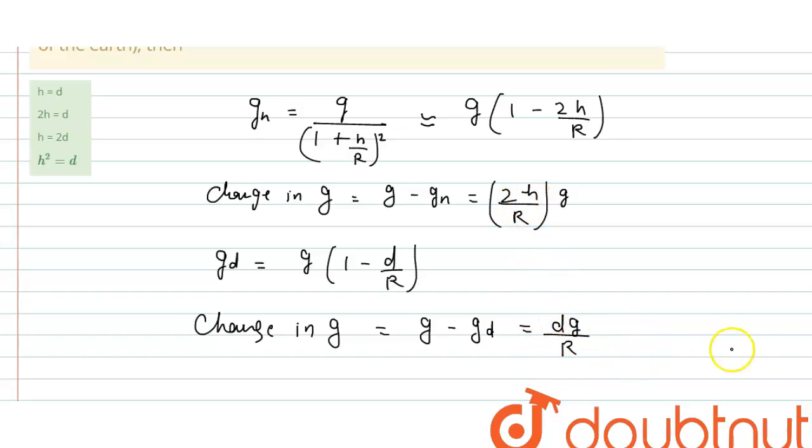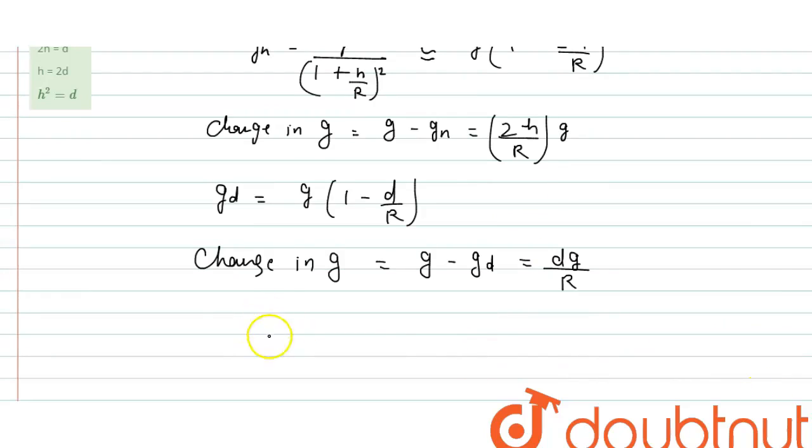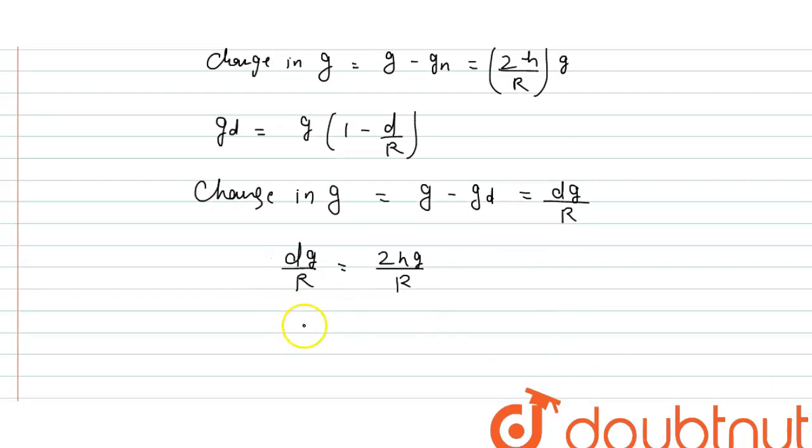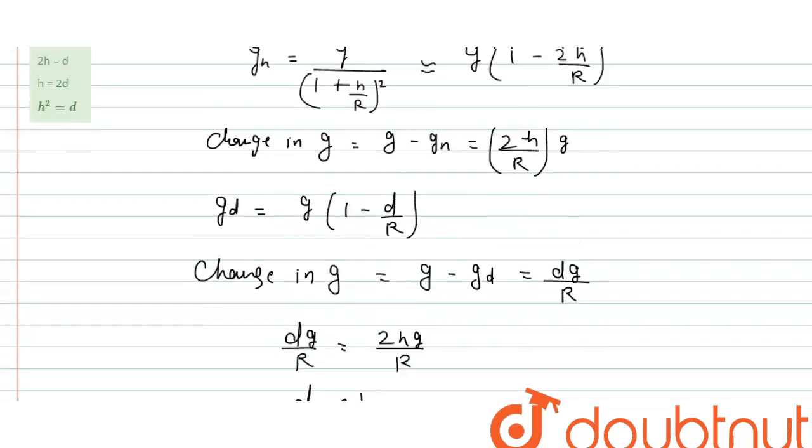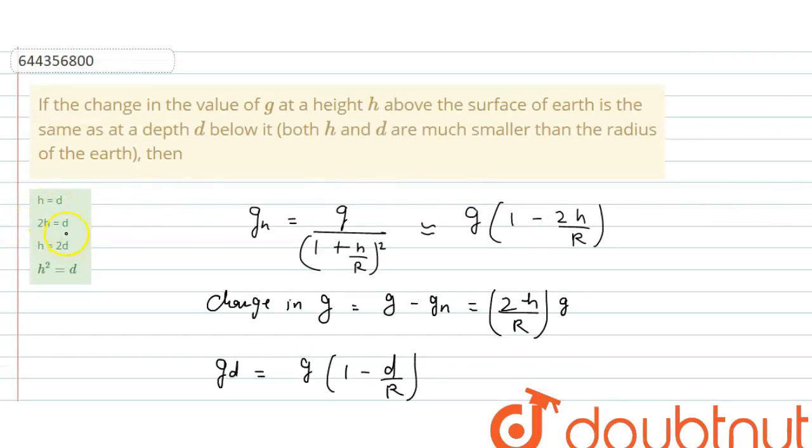If these two terms are equal, as according to the question, then d g upon r is equal to 2h g upon r. Then g upon r cancels out, and d is equal to 2h. This is the final answer. d is equal to 2h, so option B is the correct option. So I hope you have understood this explanation.